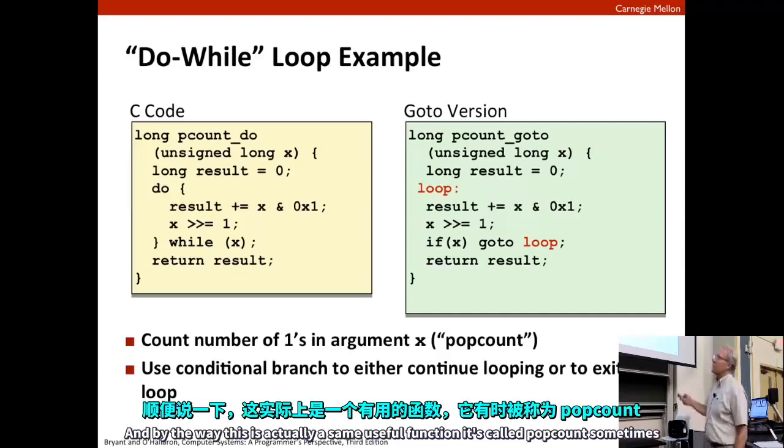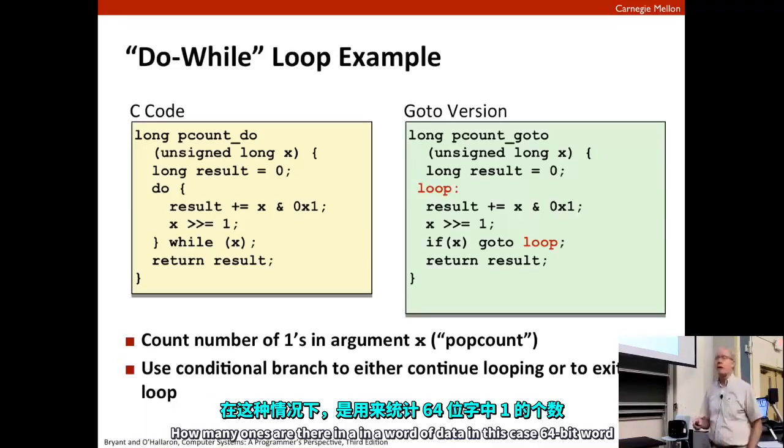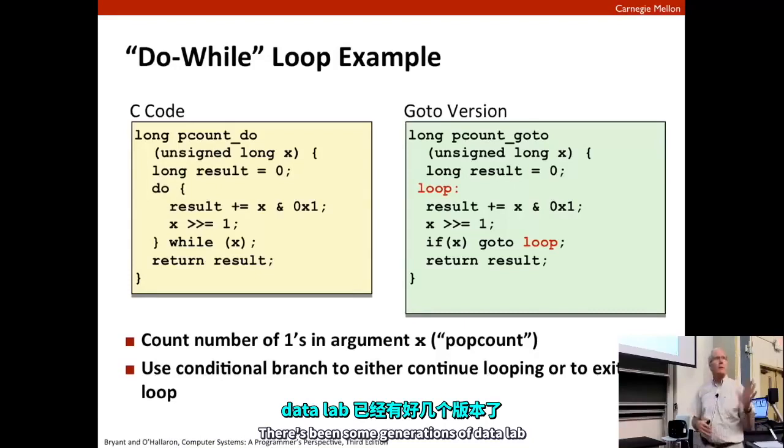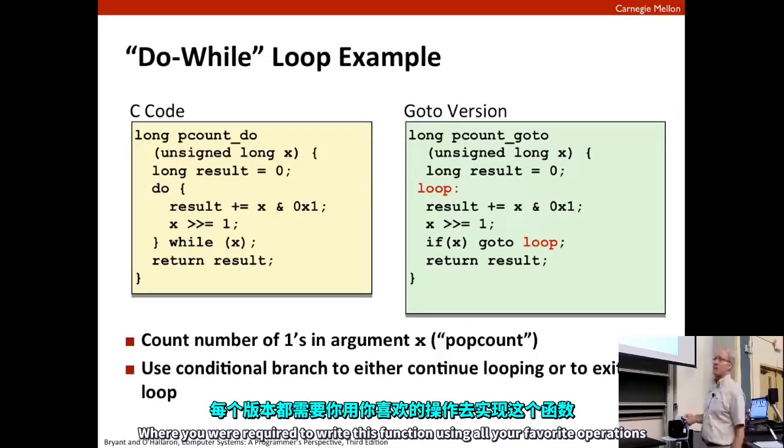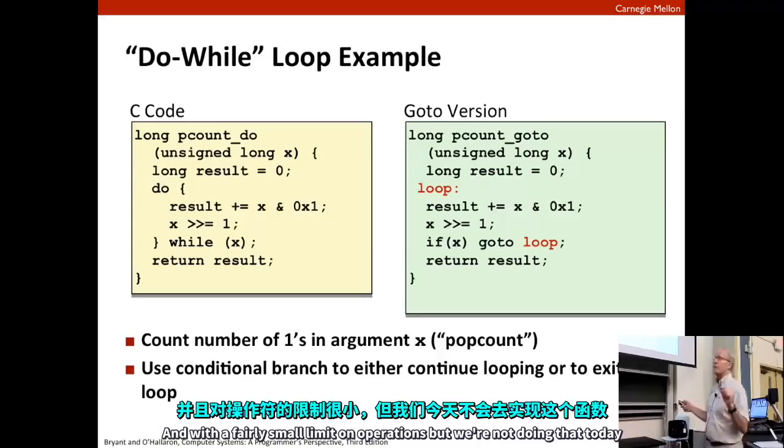And by the way, this is actually a semi-useful function. It's called pop count sometimes. How many ones are there in a word of data? In this case, a 64-bit word. There's been some generations of Data Lab where you were required to write this function using all your favorite operations, and with a fairly small limit on operations. But we're not doing that today.